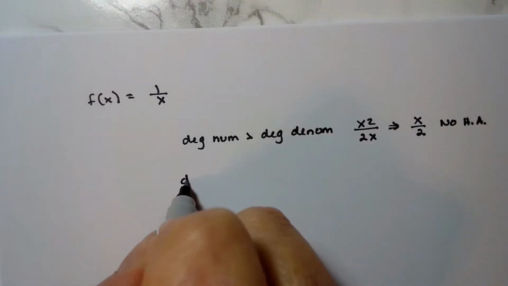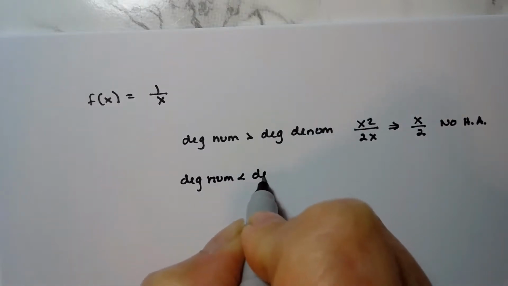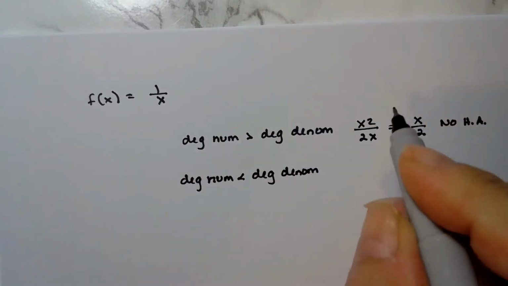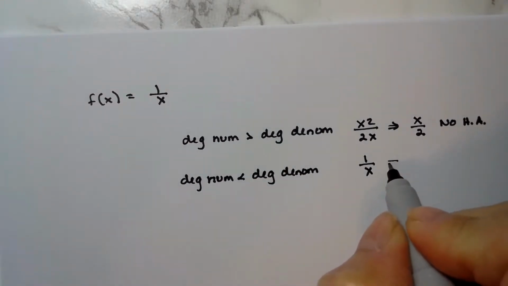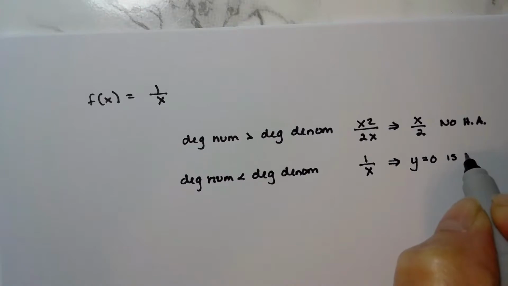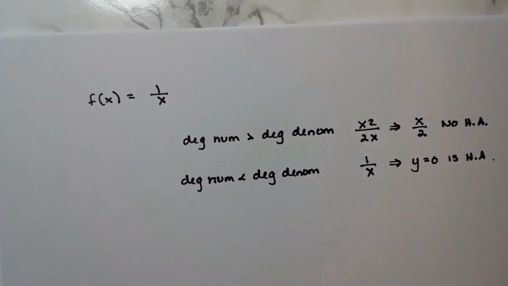If the degree of the numerator is less than the degree of the denominator, let's say 1 over x, then the horizontal asymptote is going to be the line y equals 0, just like this function up here.